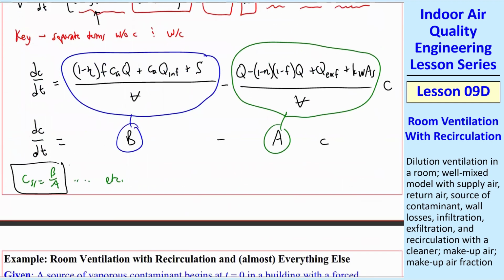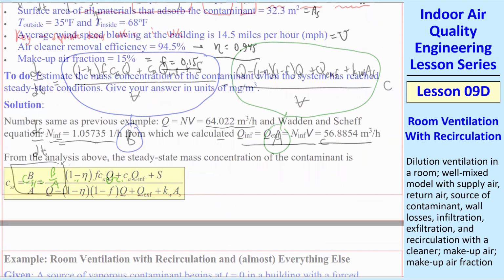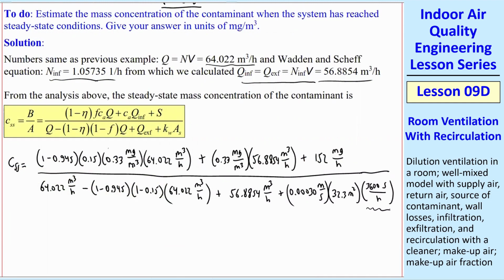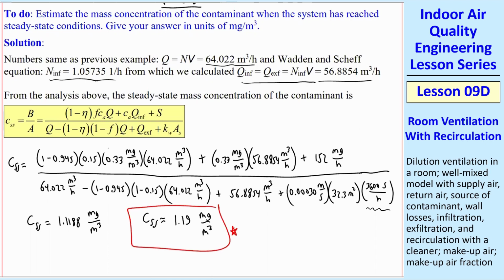The V's cancel, which they always do in these problems. And so now I have an expression for CSS. And so when you plug everything in, you get CSS is 1.1188 milligram per meter cubed. And so to 3 digits, I'll give my answer as 1.19 milligram per meter cubed.